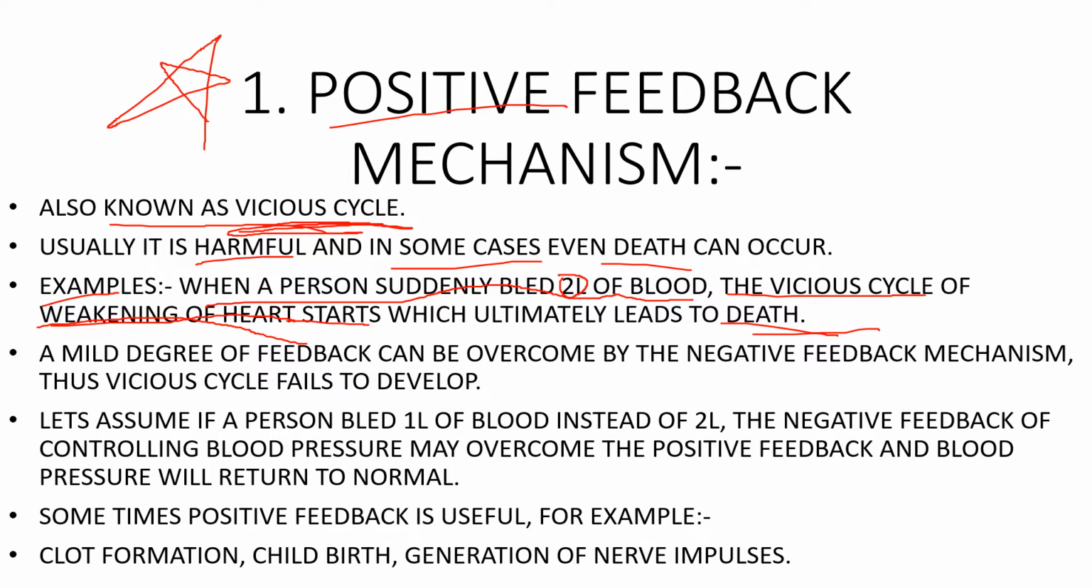Now we come to the next point, that is, if a mild degree of feedback is overcome, what will happen? A mild degree of feedback can be overcome by the negative feedback mechanism. Thus, the vicious cycle fails to develop. So a mild degree of feedback can be overcome by the negative feedback mechanism, and thus the positive feedback fails to develop.